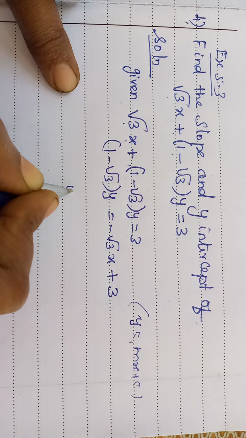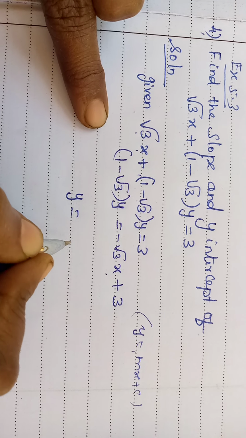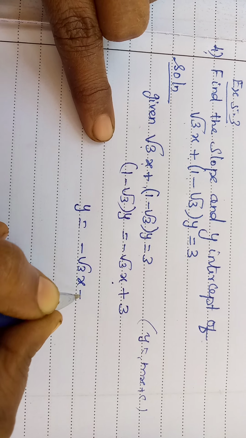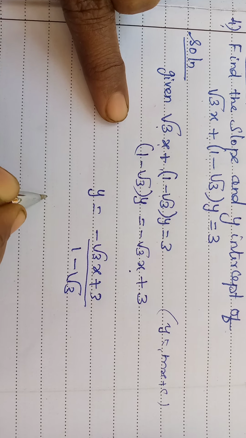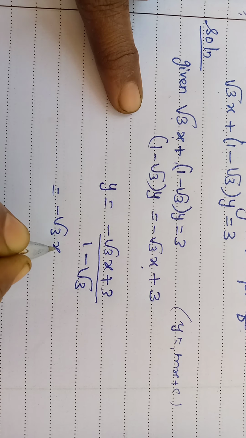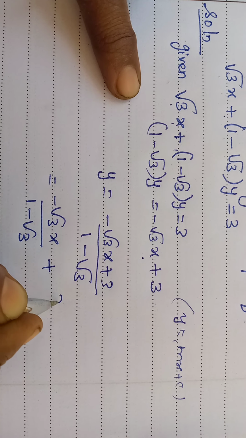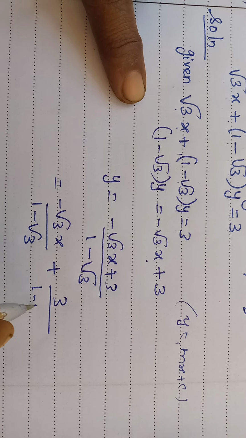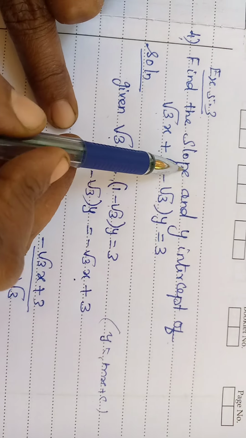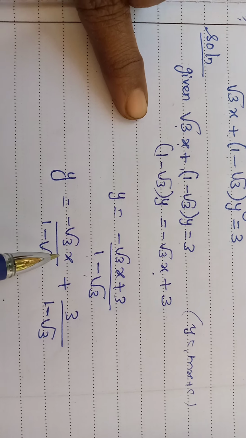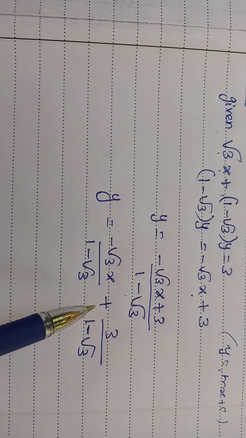Now y is equal to mx plus c form we need. So we take 1 minus root 3 to this side, and it becomes division: y is equal to minus root 3 into x plus 3 by 1 minus root 3. Now separate it: y is equal to minus root 3 into x divided by (1 minus root 3) plus 3 by this denominator 1 minus root 3. We have to find the slope and y-intercept. Slope means the coefficient of x, and y-intercept means this constant term.